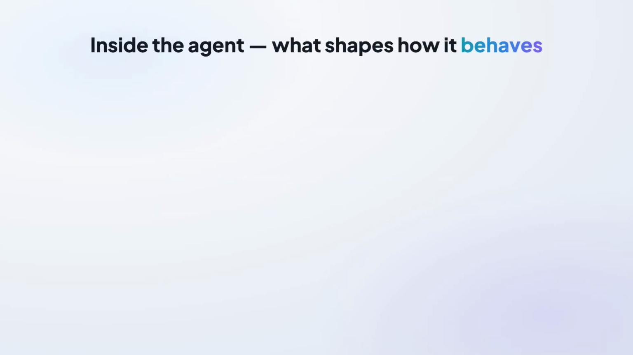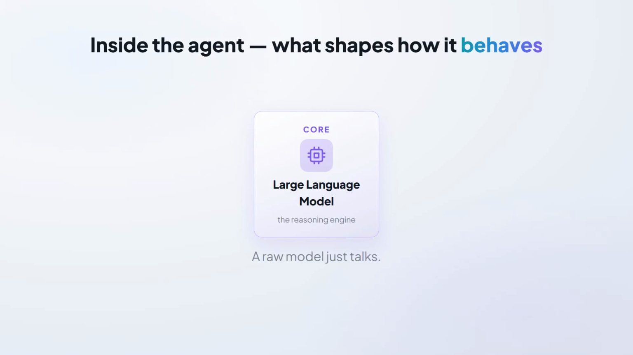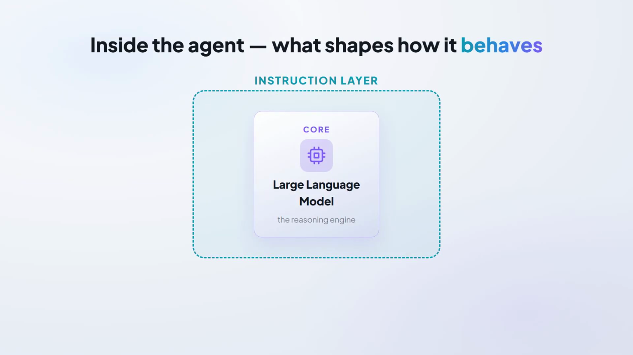Let's start inside the agent. At its core sits the language model. That's the reasoning engine. But a raw model just talks. What turns it into an agent is the layer of instructions wrapped around it. And that layer is where our first 2 terms live.